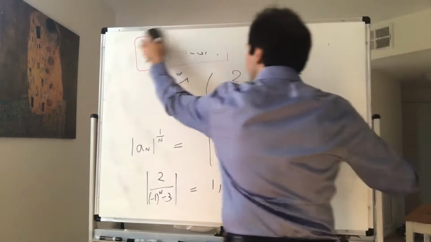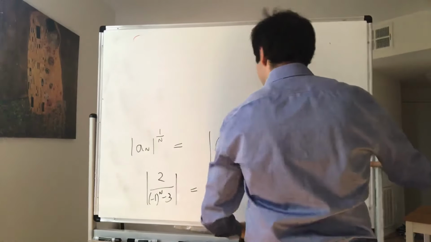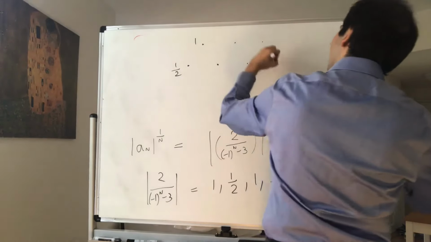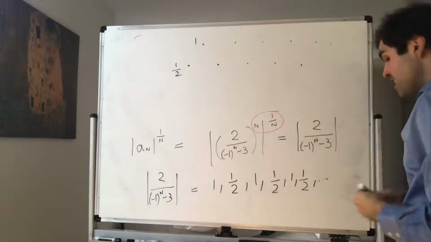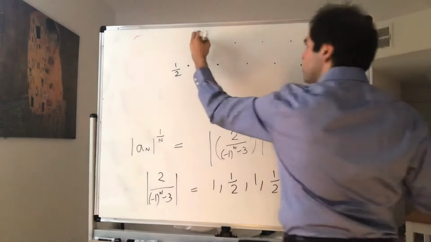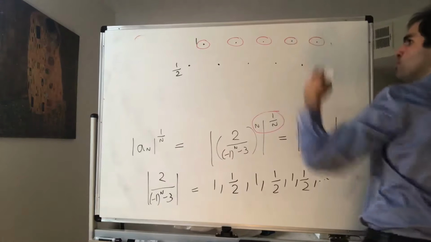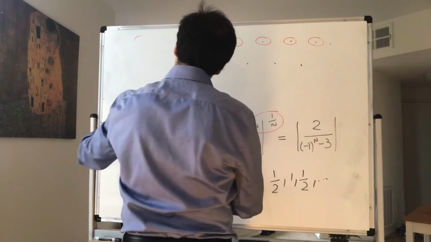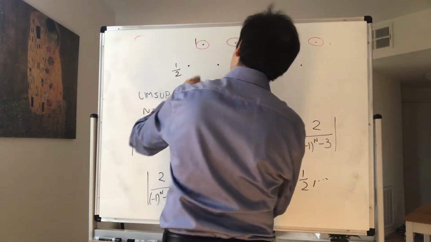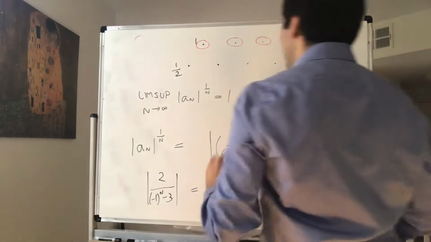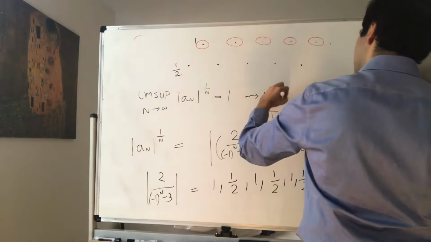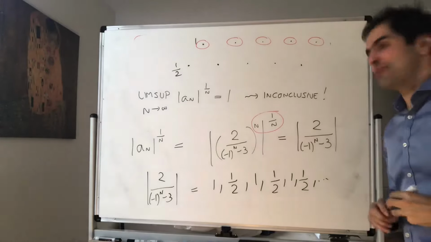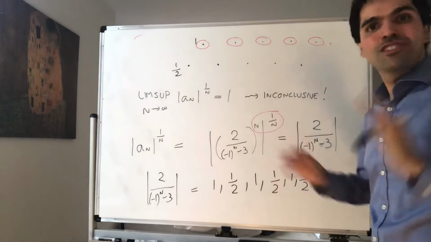So what does this sequence of roots look like? 1 half, 1, 1 half, 1, and so on. Just because it alternates doesn't mean it's inconclusive. But look at the limsup. The limsup here is 1. So the limsup as n goes to infinity of the nth root is in fact 1. So it's inconclusive, which means that the root test does not apply here, and we have to think of a smarter way of doing this.